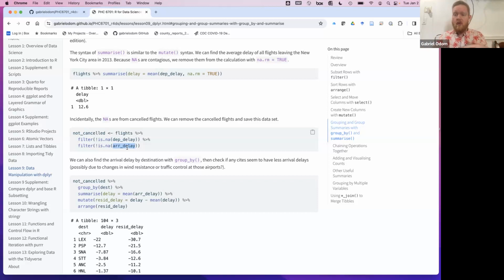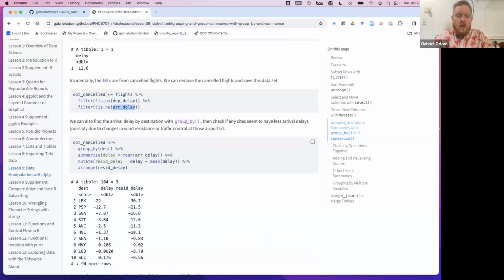We're going to remove those flights from our data set, and we're going to perform some calculations on the flights that weren't canceled. So we have the not canceled data set, and then we say, okay, well, is it that we've got departure delays because, perhaps, our subject matter expert could say, well, we're really interested in wind resistance, or maybe there's an issue in air traffic control at certain airports.